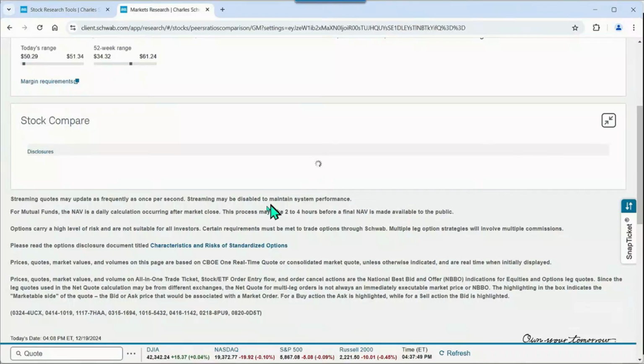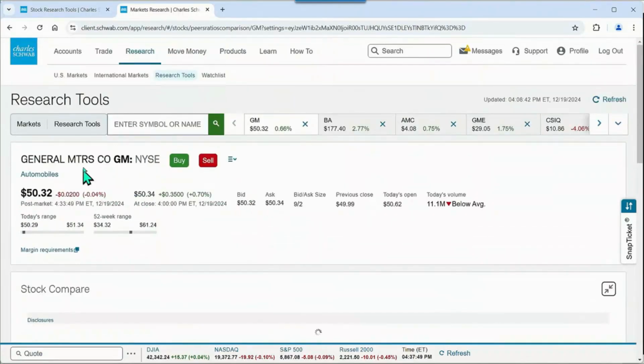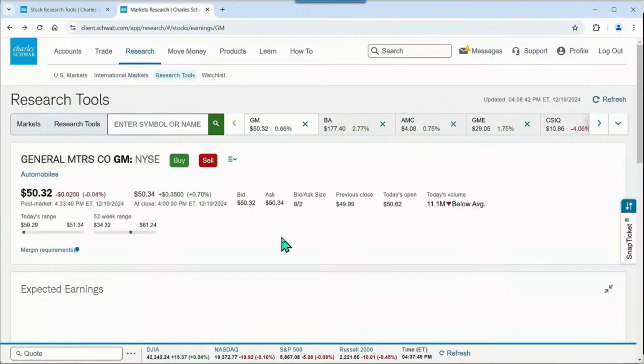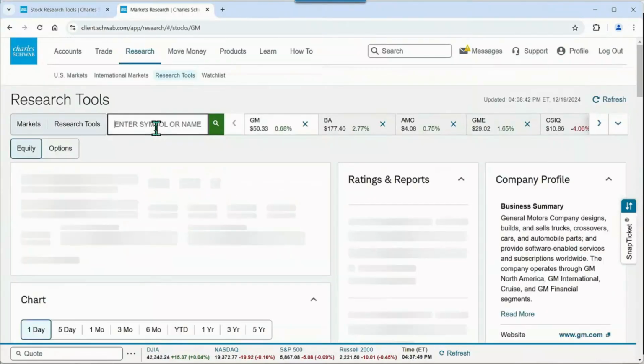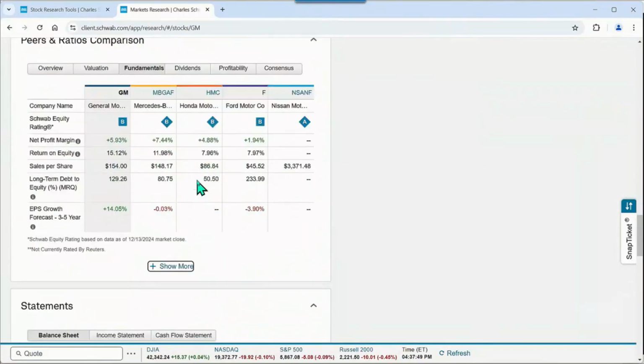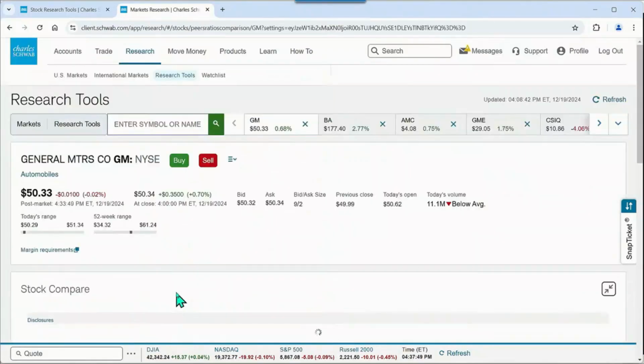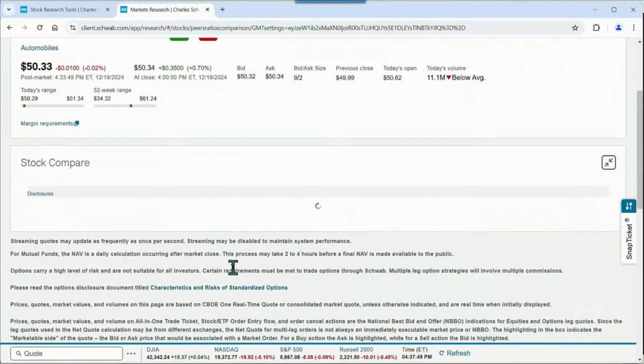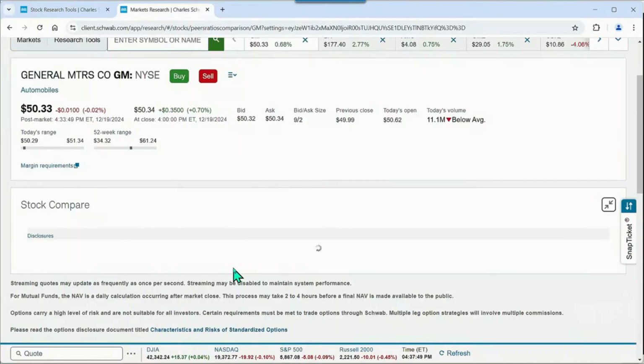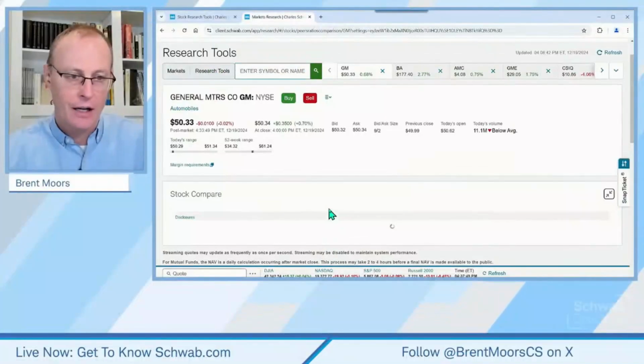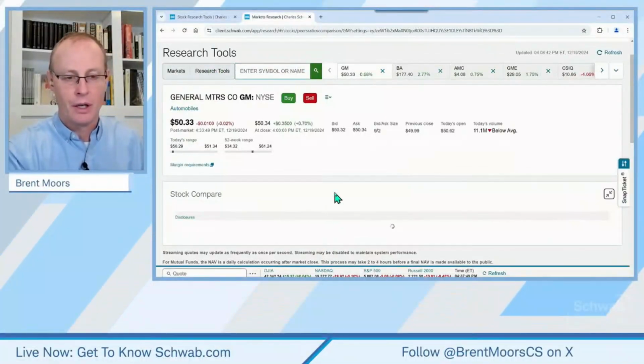it's thinking. We'll see if that can load here. Let me go back and see if the second time's a charm. Okay, we're going to do GM here. That reloaded. We're going to go to peer, click on Show More, and see if we can get that to load now. Well, it is not loading for me. Let me talk about it for a second, and hopefully while we're talking, it will load.